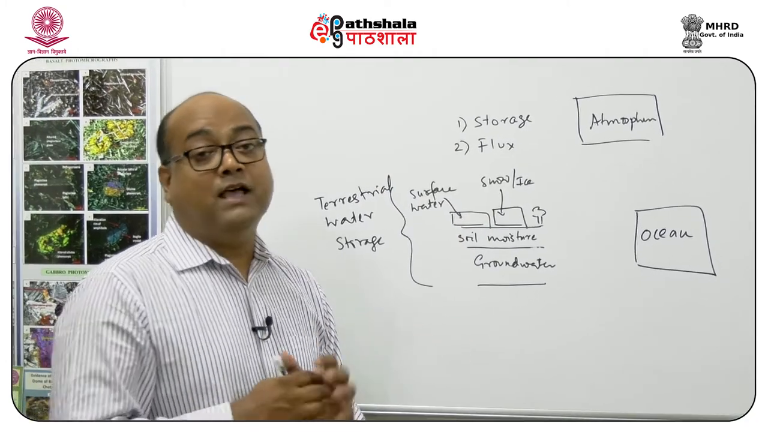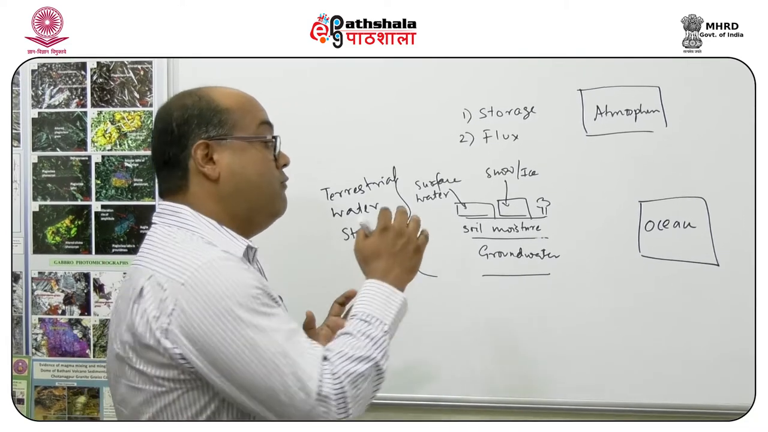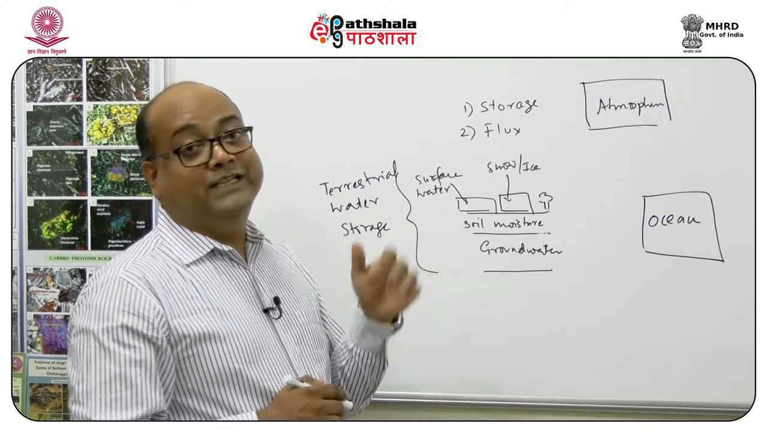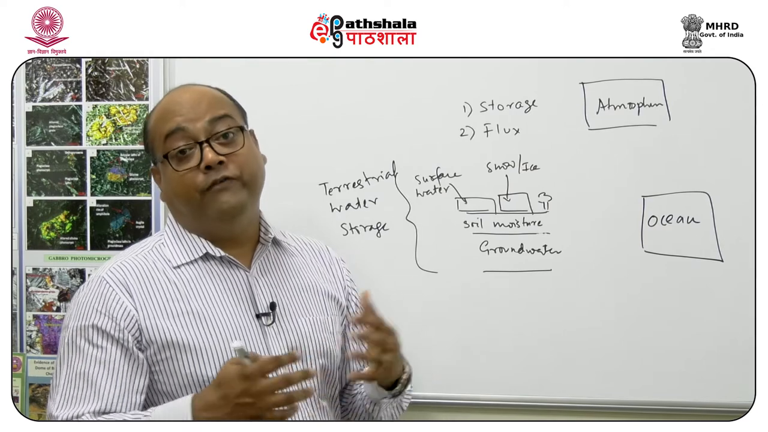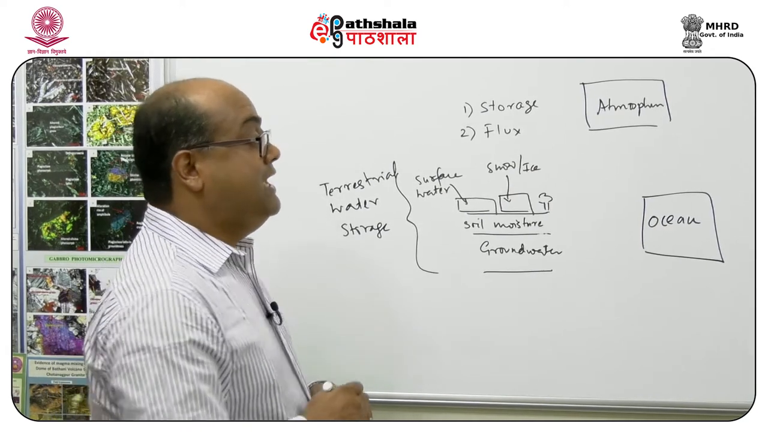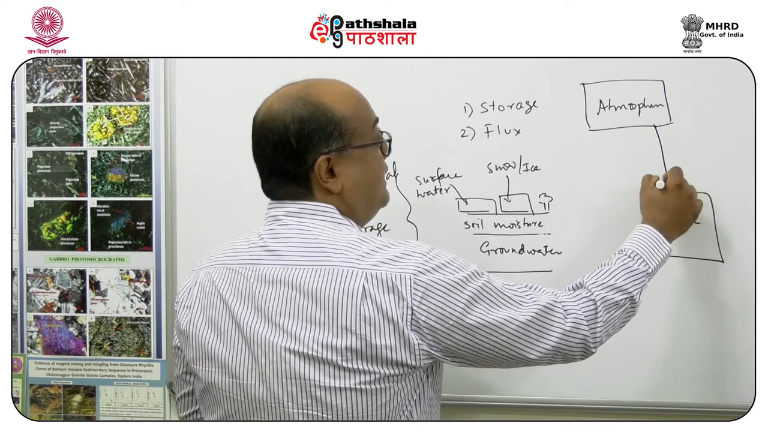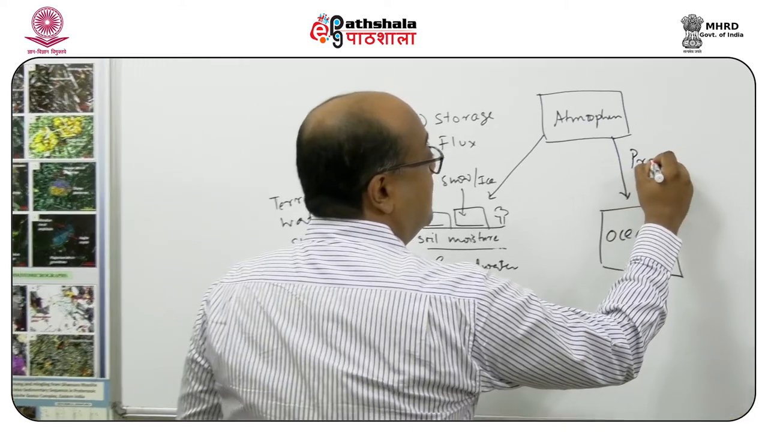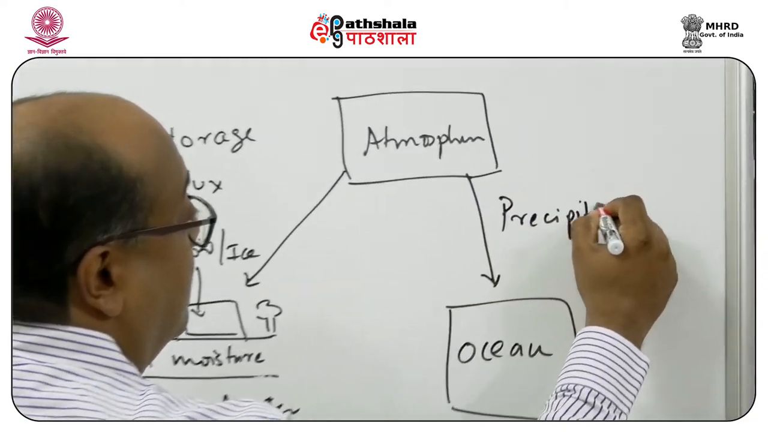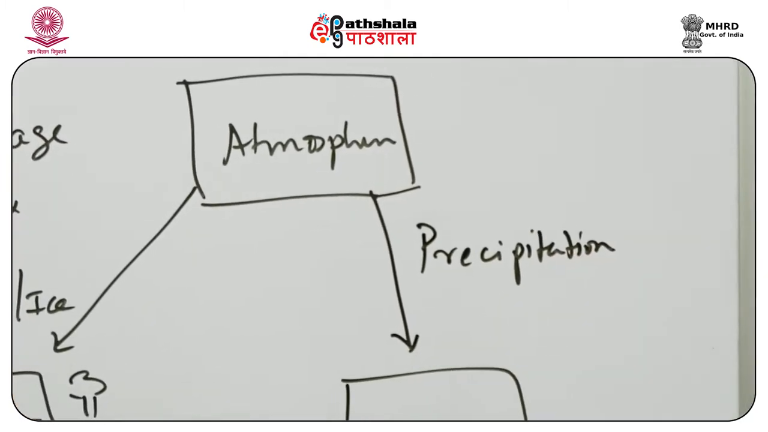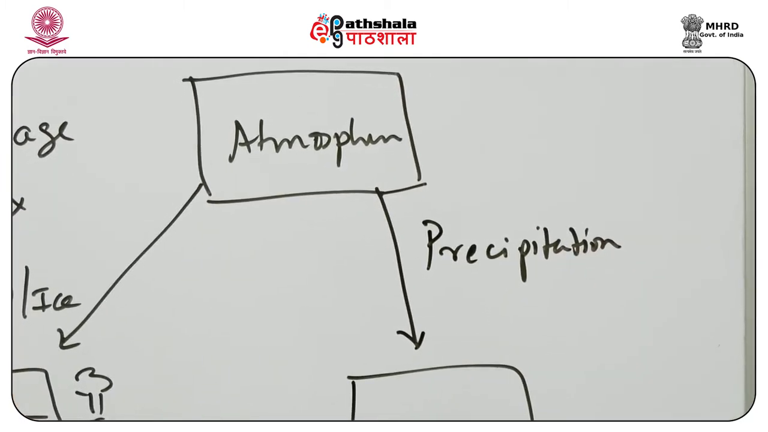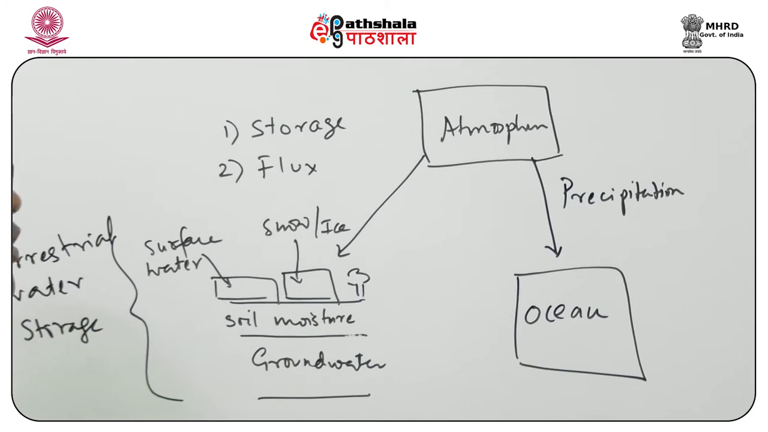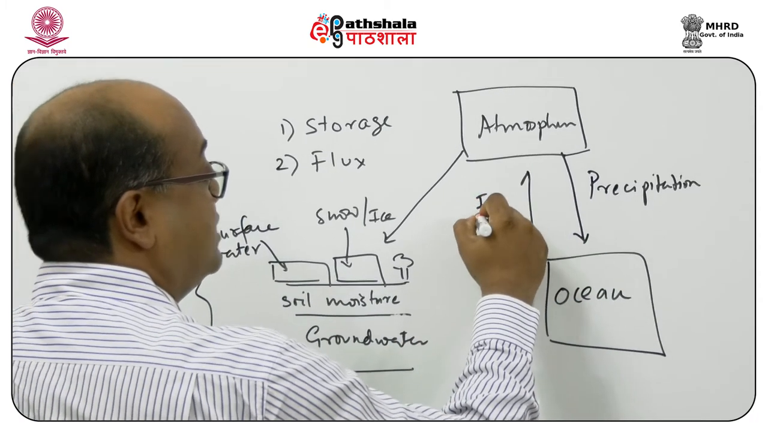Now, what is a flux? Flux is basically movement of water from one storage component to the other. There are different names given for each of these fluxes, which we have already encountered in our common lives. For example, the movement of water from the atmosphere to the ocean or to the land, we call precipitation or rainfall. Similarly, water from the ocean and from the land surface moves towards the atmosphere in the vapor form, which we call evaporation.